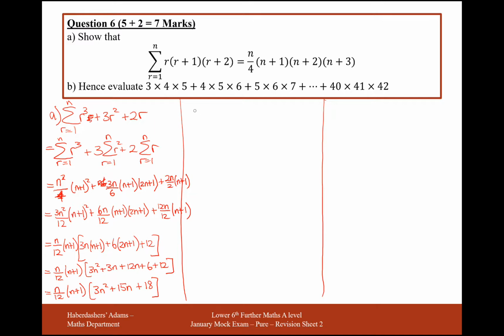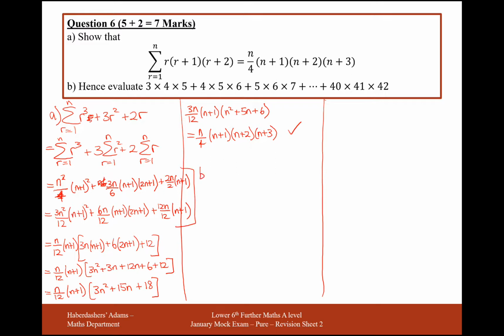So factorize out a 3 to the front, and we'll get 3n over 12, n plus 1, n squared plus 5n plus 6. Okay, let's simplify this now. 3 over 12, that will give me n over 4. Next one's going to be n plus 1, and then factorising the end bit here, n plus 2, n plus 3. Perfect, that's just what we want, part A.